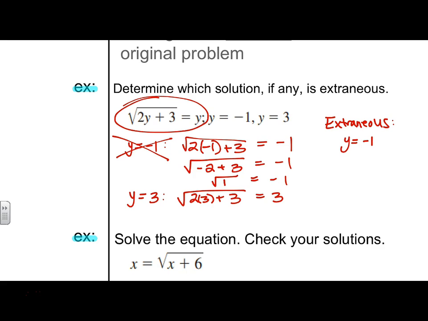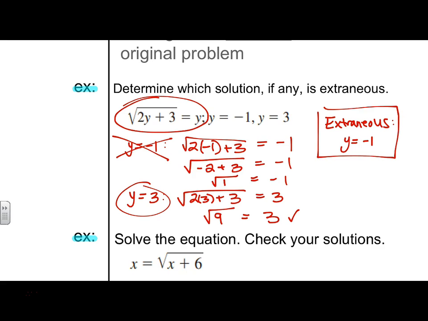2 times 3 is 6. 6 plus 3 is 9. And then that's 3. Is the square root of 9 positive 3? Yes. Since that is true, that is not extraneous. That's a good solution. So when they ask us which are extraneous, they're asking us for the bad solutions, the ones that don't work. Does that make sense?